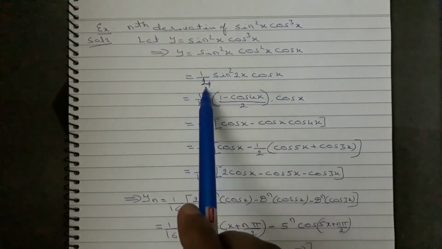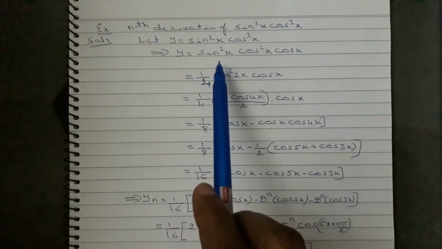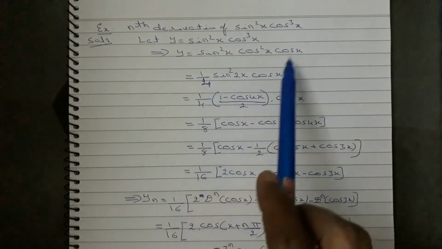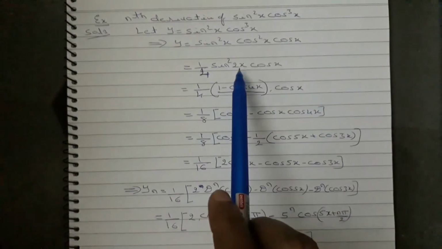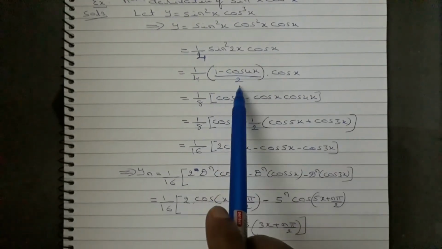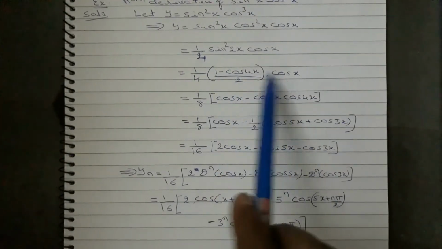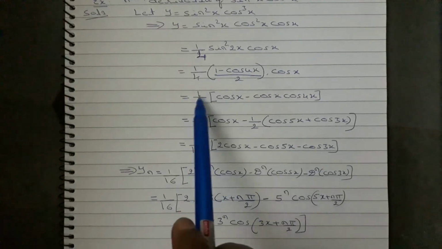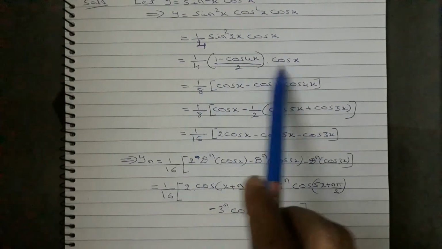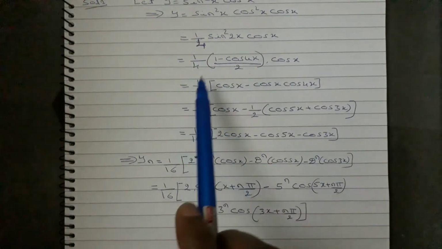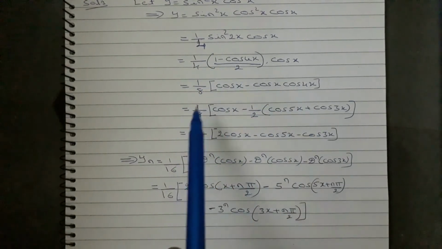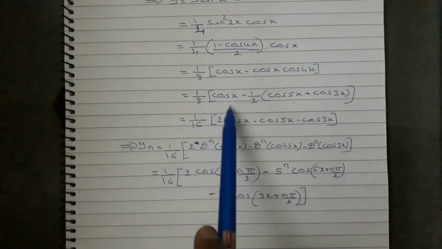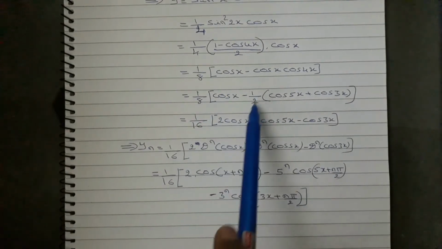So it will become 1 by 4 into, 2 sin x cos x is sin 2x, squared, and this is cos x. It is 1 by 4, and sin square 2x can be written as (1 minus cos 4x) divided by 2, and cos x. So next we can multiply by 8, so it is cos x, and this is also 1 by 8. We can take this common, and it will become minus cos 4x into cos x. So this is 1 cos x, and this is 1 by 2.